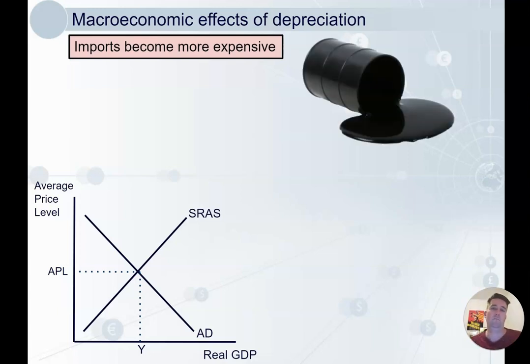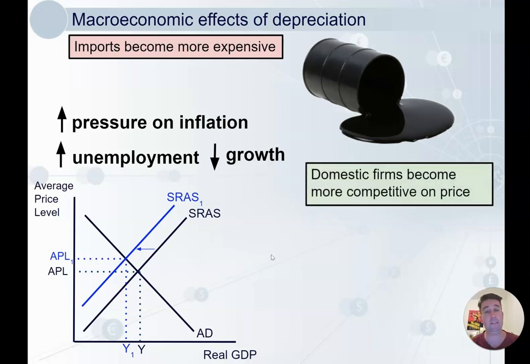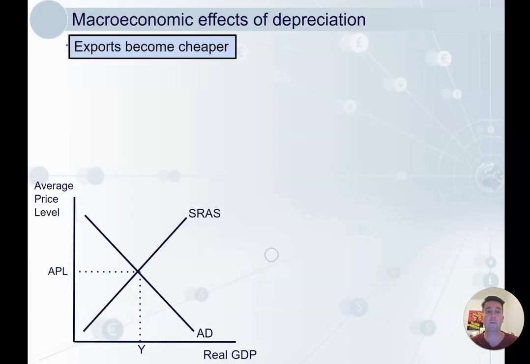Depreciation. All right. We can see where we're going here. Imports become more expensive. So this is just going the other way. Decrease in SRAS. We get the upwards pressure on inflation. We get more unemployment. We get less growth. This is not a good situation. We don't like this sort of thing. Domestic firms do become more competitive on price. So a lot of domestic firms can win, right? That's a good thing.